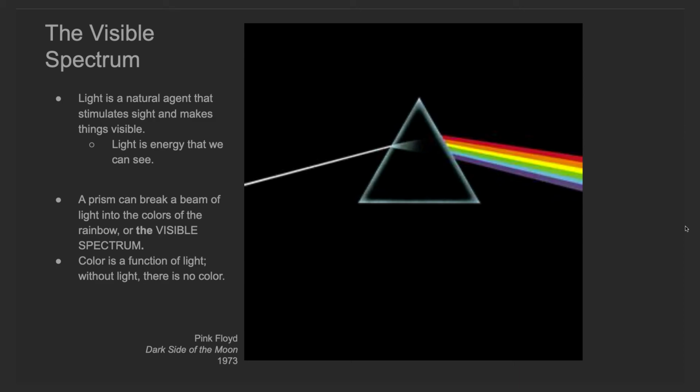Light is a natural agent that stimulates sight and makes things visible. Light is energy that we can see. And I'm talking scientifically, but I'm trying to speak about it in artistic terms as well. If you've ever seen a prism, which is sort of a glass, like a crystal glass, maybe a triangle or a pyramid, you might have seen that it has the ability to split white light from the sun into a full rainbow.